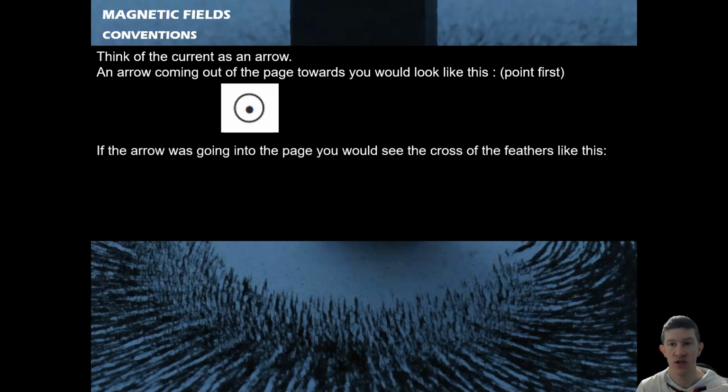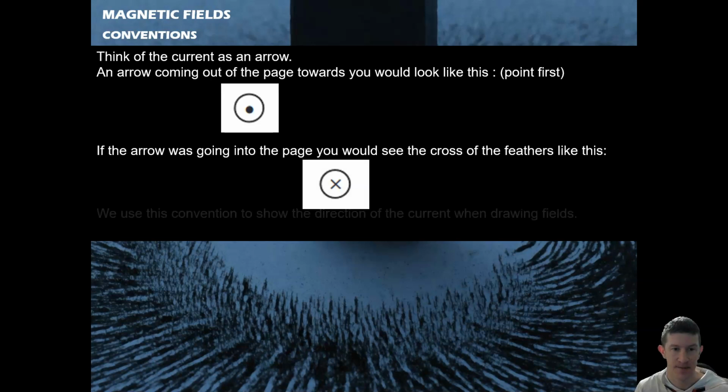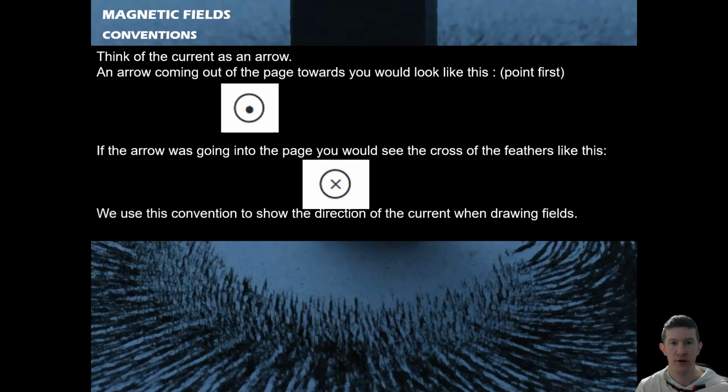If, however, the arrow was going into the page, you would see the feathers of the back of the arrow, so you would see a cross that looks a bit like this. And this is the convention that we use when we draw magnetic field lines to show that they're going into a page or out of a page.